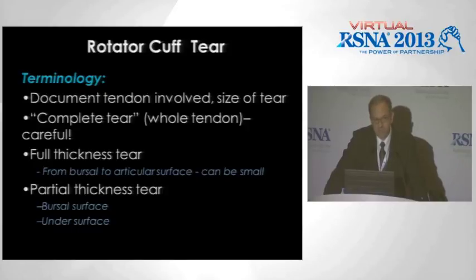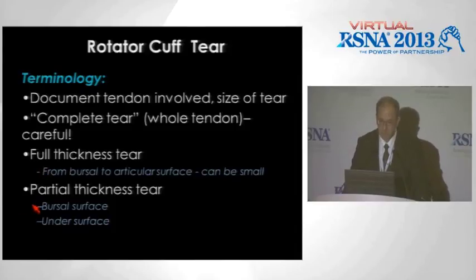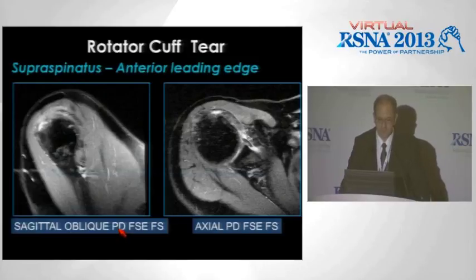there's a complete tear of the supraspinatus tendon. But it's important to describe it as a full thickness or partial thickness tear. That's the terminology that's used. A full thickness tear can be 1 millimeter wide, but it goes from the bursal side to the articular surface. So full thickness doesn't imply size, it only implies that it goes all the way through the substance of the tendon. A partial thickness tear can occur at the bursal side or the undersurface or articular side.